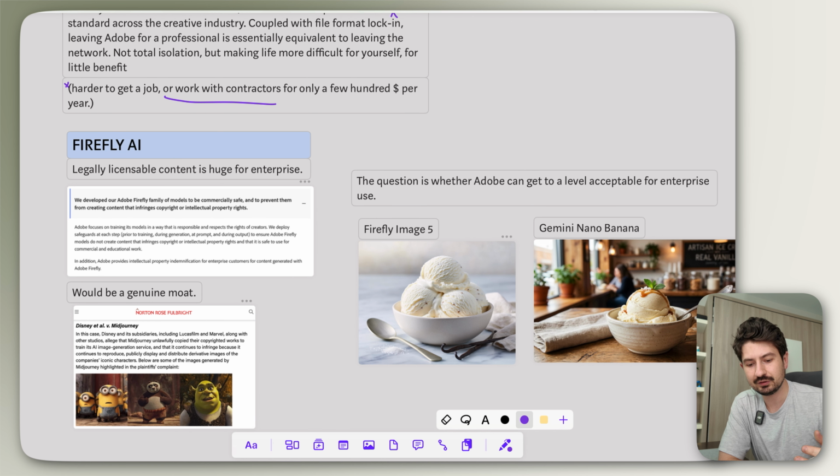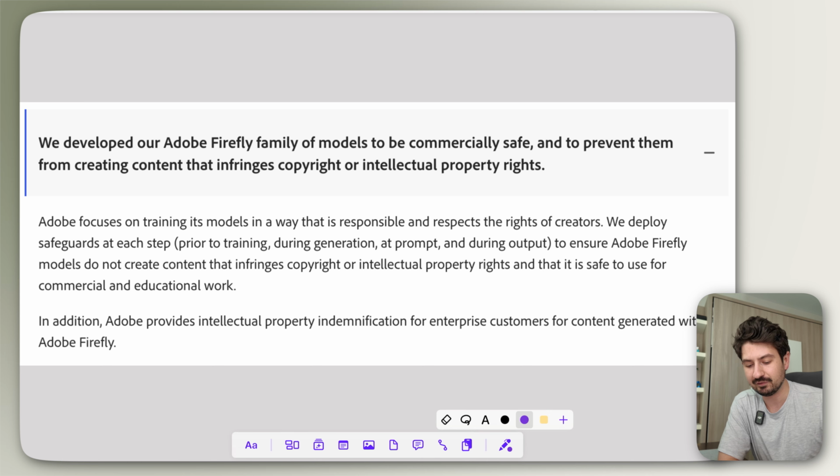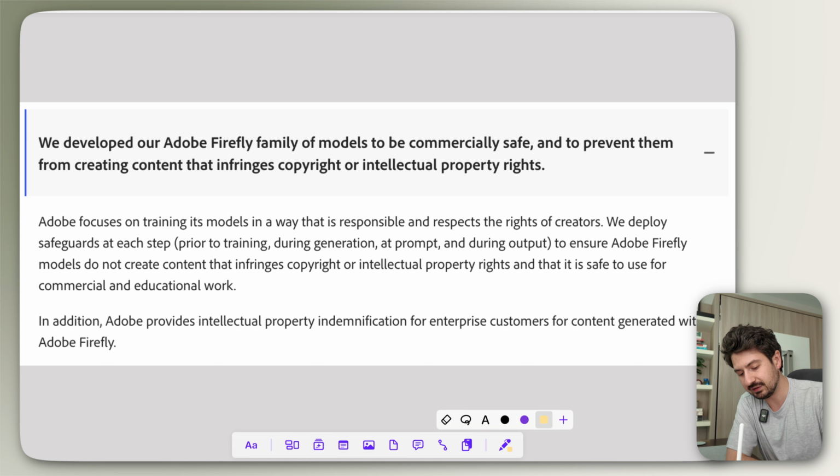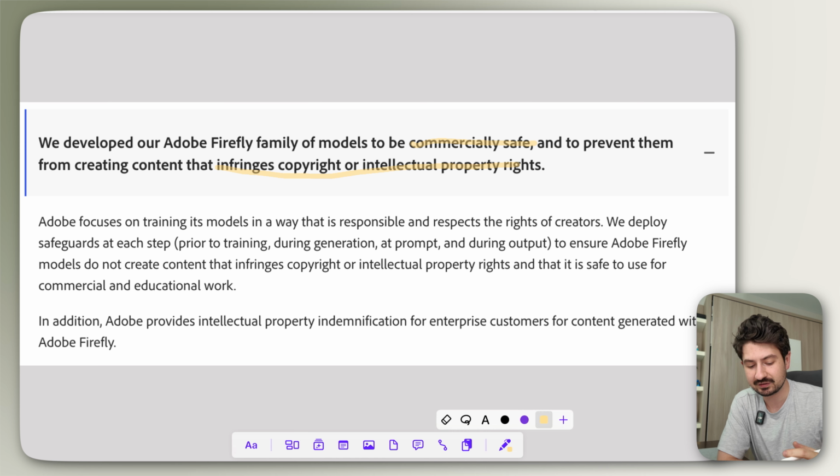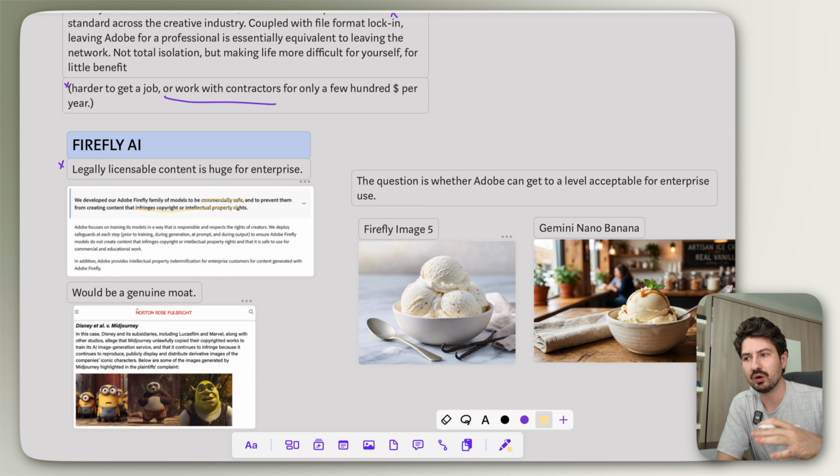Firefly is an interesting one. So this is their image generation AI product. And I think what's really important to note about it is that they've developed the Firefly family of models to be commercially safe. And basically that means that it's not going to be infringing on copyright or intellectual property, which to my knowledge, no other leading image generation AI tool can claim.